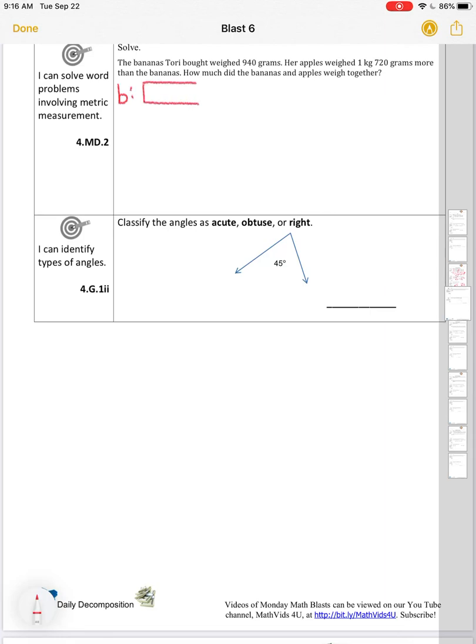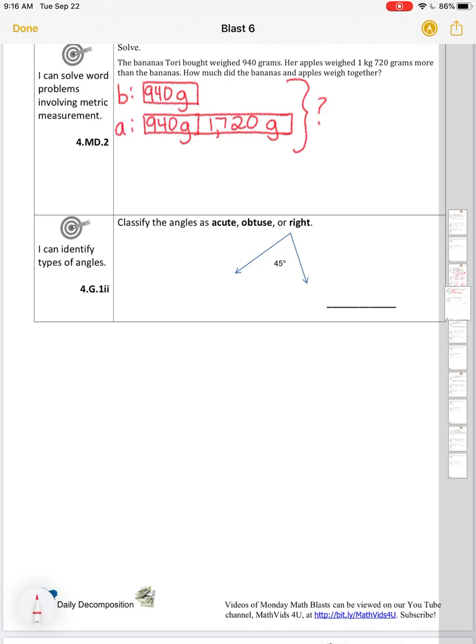The bananas, we are told, weighed 940 grams. The apples weighed 1,000 or 1 kilogram, which I know is 1,000 grams, 720 more grams. So we're going to put those together and say, okay, it was 940 grams that the bananas weighed and an additional 1 kilogram, 720 grams, which I'm going to rename as 1,720 grams. And so the question then is, how much did the apples and bananas weigh together?